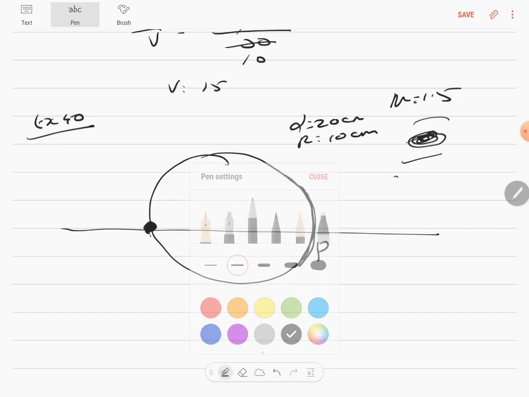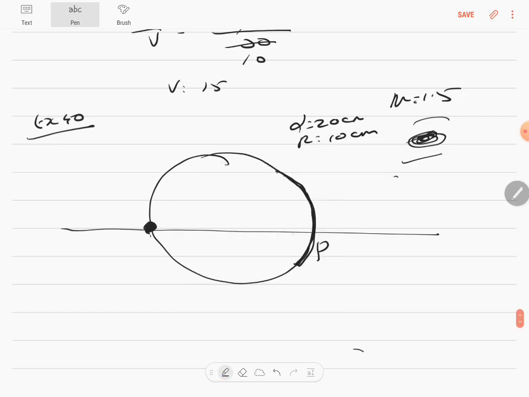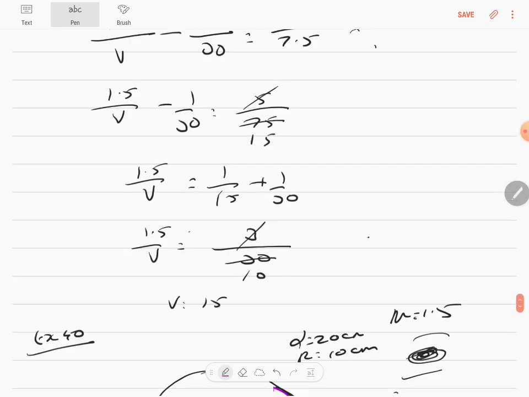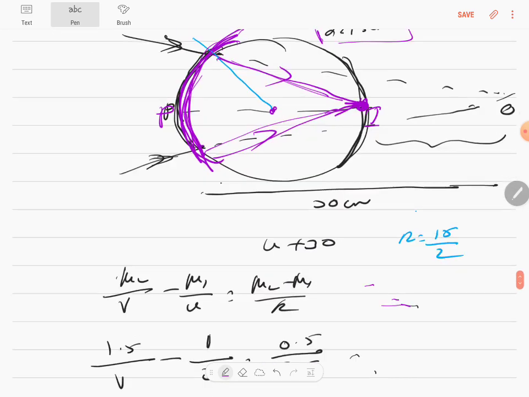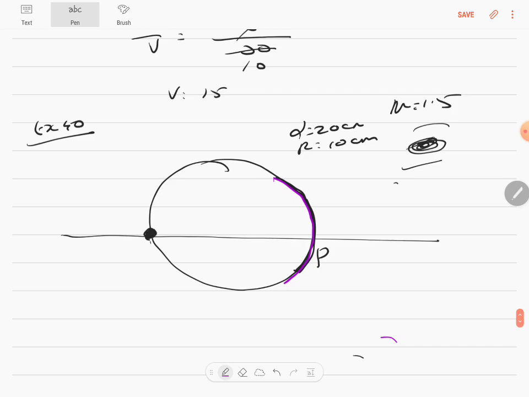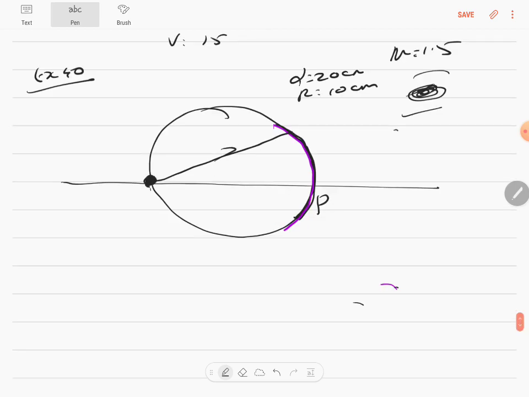Why is this the pole? Because the ray from the object, I'm doing it in purple color, is going and striking that surface only. Here the incident ray was striking the first surface, so this could be called the pole. The ray of light is going and striking this. If I'm going to look from here, it's going to be the incident ray. So this is going to be my pole.